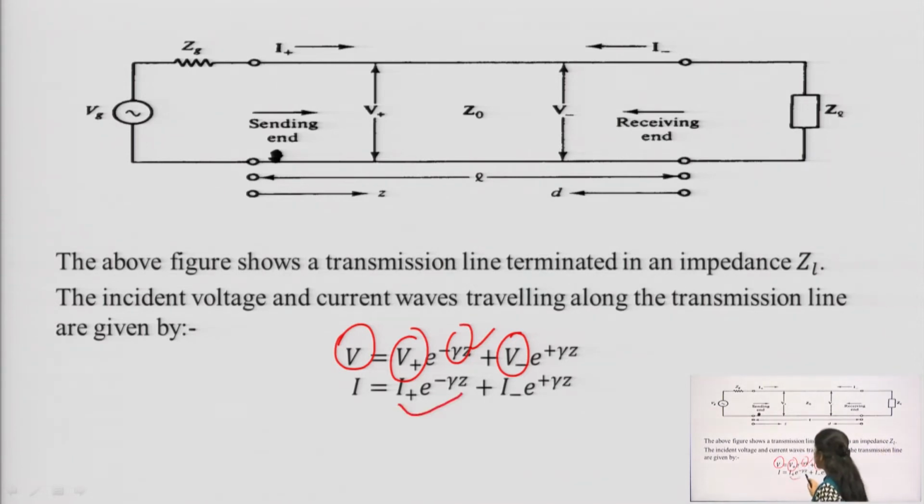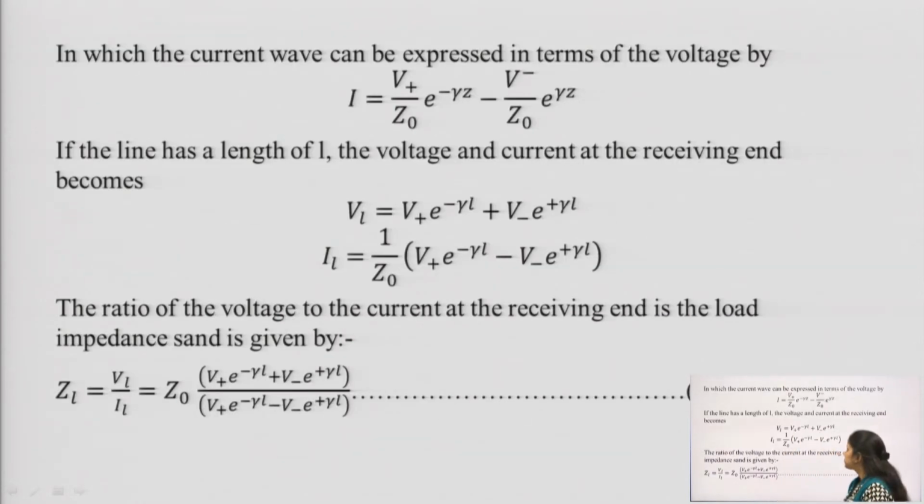And similarly, this is the expression of the current, because we have the transmission line equation both in terms of voltage and current, and we derived the reflection coefficient in terms of both voltage and current. Now, when we write the current in terms of voltage, we always write voltage upon the impedance. And what is the impedance here? The impedance here is our characteristic impedance. So, V plus upon Z naught e to the power minus gamma z minus V minus upon Z naught e to the power gamma z.